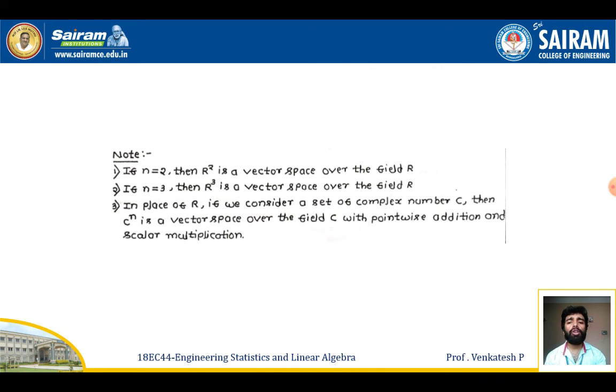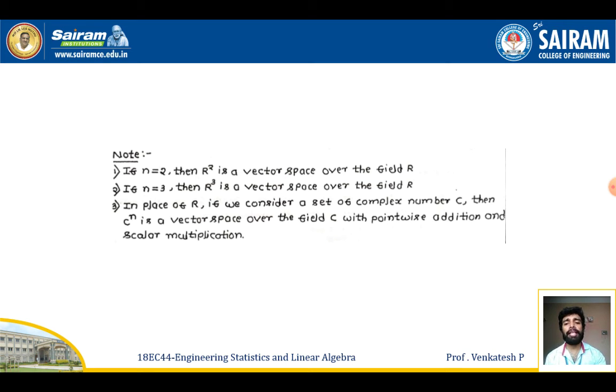One small note on the previous problem. In the same previous problem, if I take n equal to 2, I'll be getting R². R² is nothing but the set of two-tuples, which means the set contains only two entries like (x1, x2). It's also a vector space over a field of real numbers. Similarly, if I replace n equal to 3 in the same problem, I'll be getting the set R³, the set of three-tuples. The same thing I can prove here also. So R³ is also a vector space over a field R.